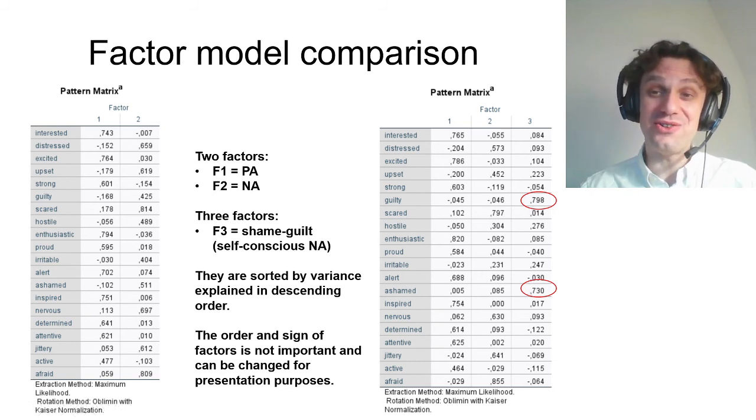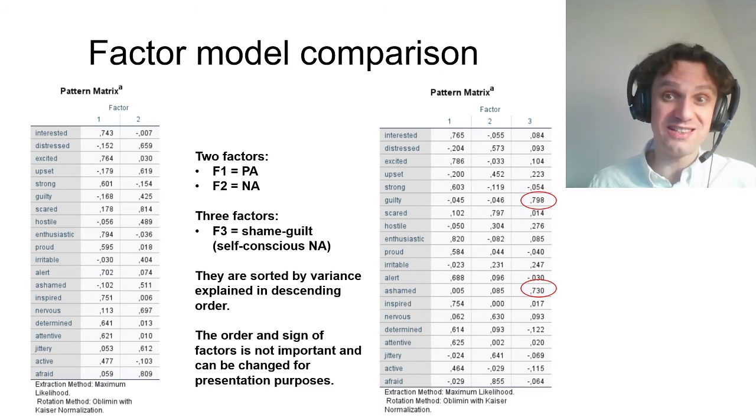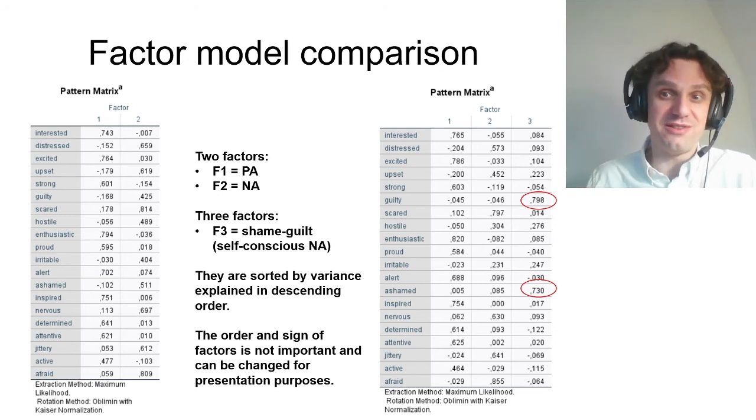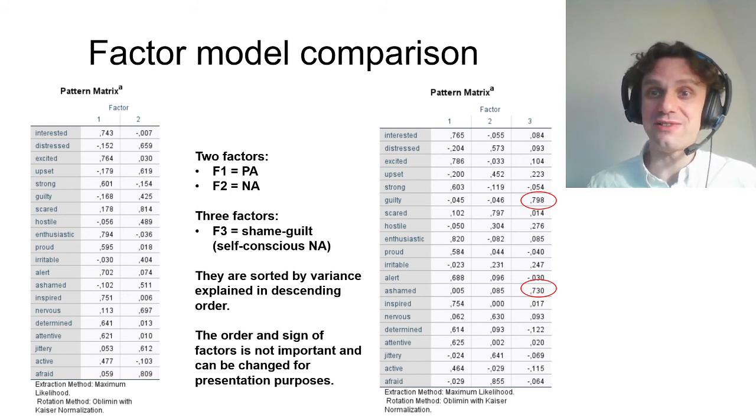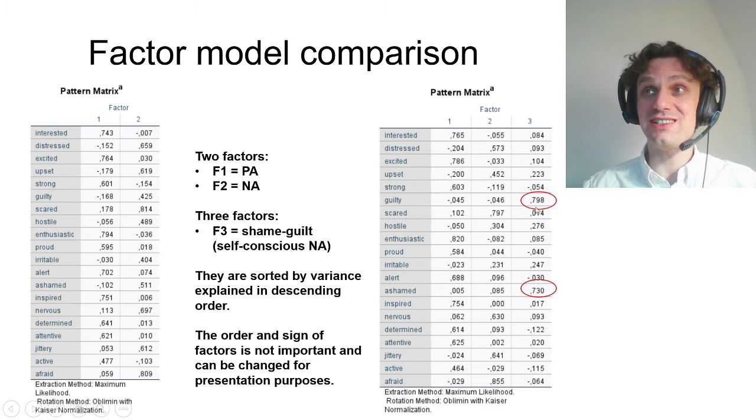So why do guilty and ashamed form a single dimension? Well, basically we need to think, is there any reason why people who feel guilty also feel ashamed, and those who don't feel both of these emotions? And of course, we can think that maybe this is self-conscious negative affect or some kind of social negative affect. And with three dimensions, it basically separated from negative affect in general. So here, the loadings of these two variables are now close to 0.